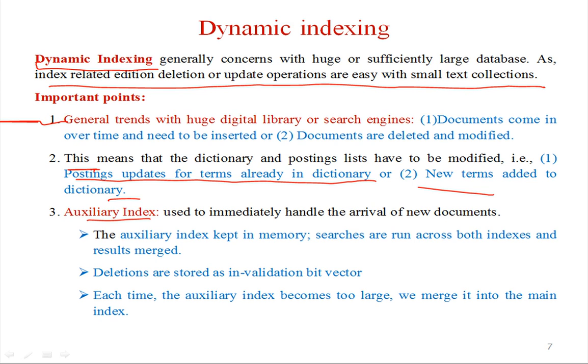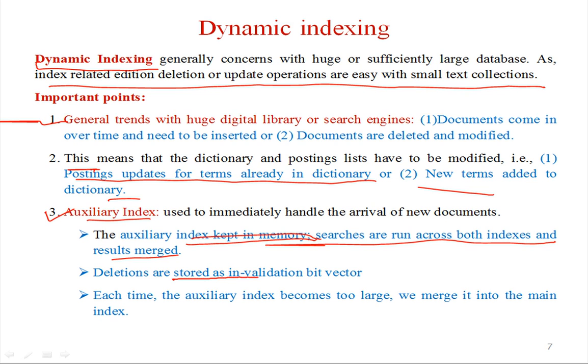This looks very simple, similar to cache coherence, which we use in computer architecture. First, we make some changes at the cache level, then the changes go to the main memory level, and then the disk level. But here only two levels exist. Some auxiliary index is kept in memory. Searches are run across both indexes and results merged.